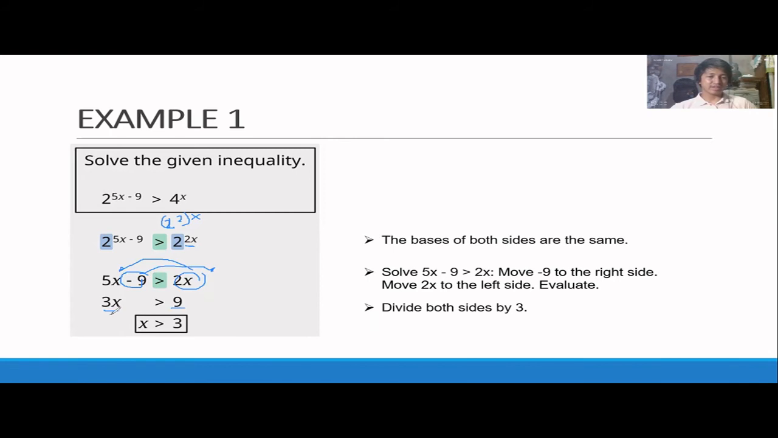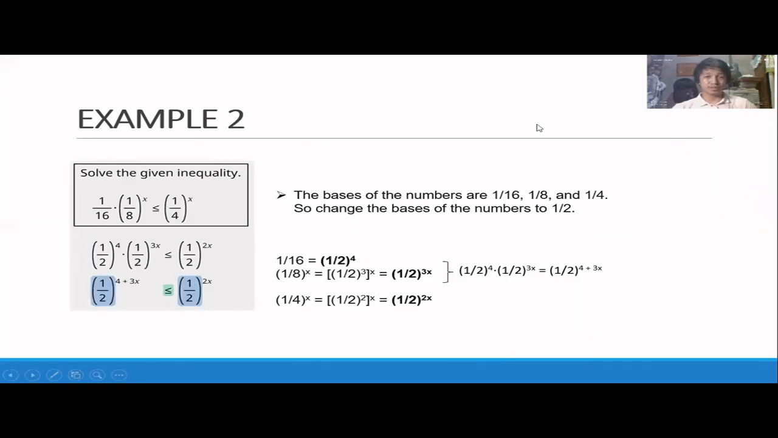And then we divide them both sides by 3. So we can cancel out 3 here, and then x is greater than 3. So 9 divided by 3 is 3. So this will be the final answer. Yeah. And then we move on to example number 2.